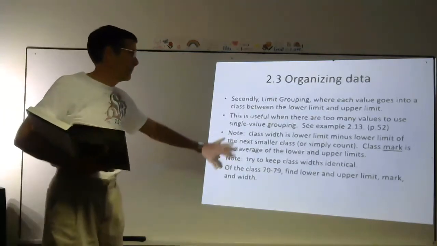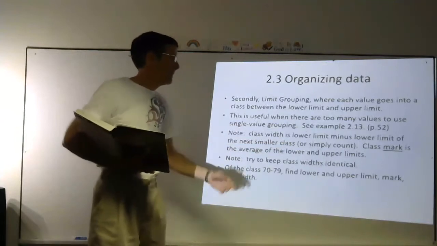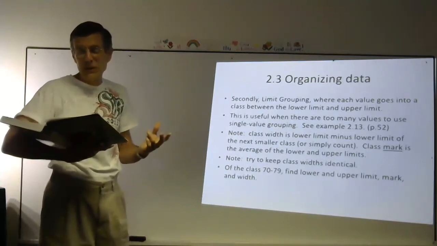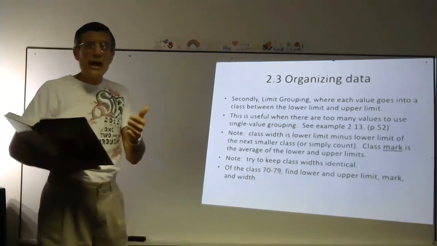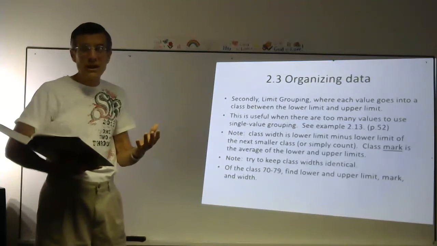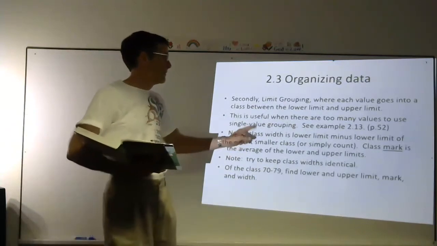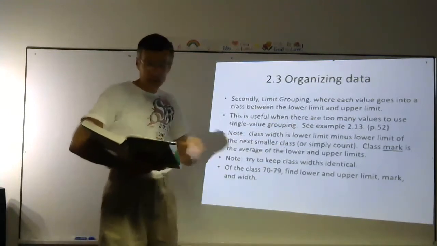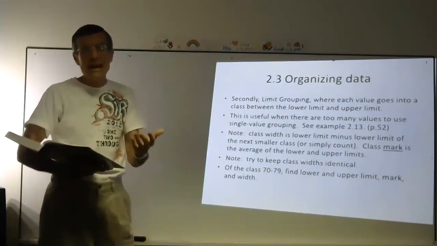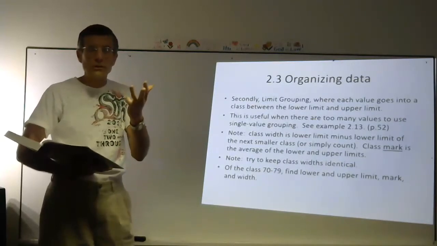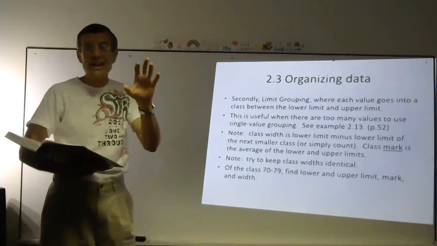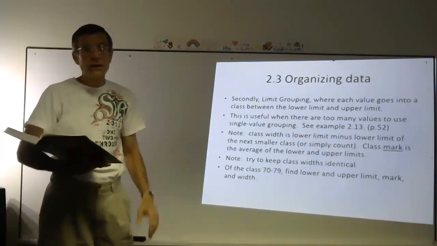Okay, a couple of things about limit grouping. The class width is the lower limit minus the lower limit of the next smaller class. All right. In other words, what's the class width of 30 to 39? If you count those numbers, 0, 1, 2, 3, the whole way up, there's actually 10 different numbers, okay? And that's why they say from the lower limit of one group to the next lower limit, 30 up to 40, you subtract and you get 10. Or you simply count on your fingers, 30, 31, 32, 33, 34, 35, 36, 37, 38, 39. That's a total of 10 different numbers for the class width, okay?